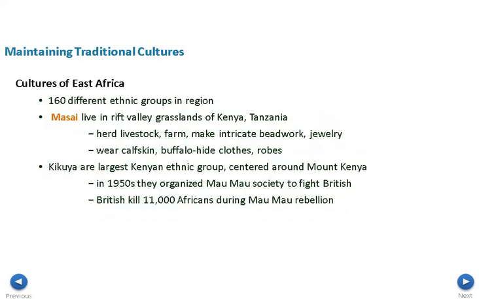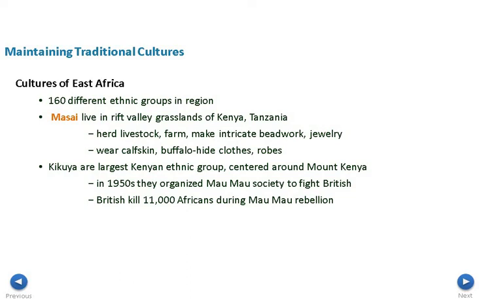Now, maintaining traditional cultures is another issue that becomes important here. There are 160 different ethnic groups in this region. The Maasai live in the river valley grasslands of Kenya and Tanzania. They herd livestock, farm, and make intricate beadwork and jewelry. They wear calfskin and buffalo hide clothes and robes, things like that.